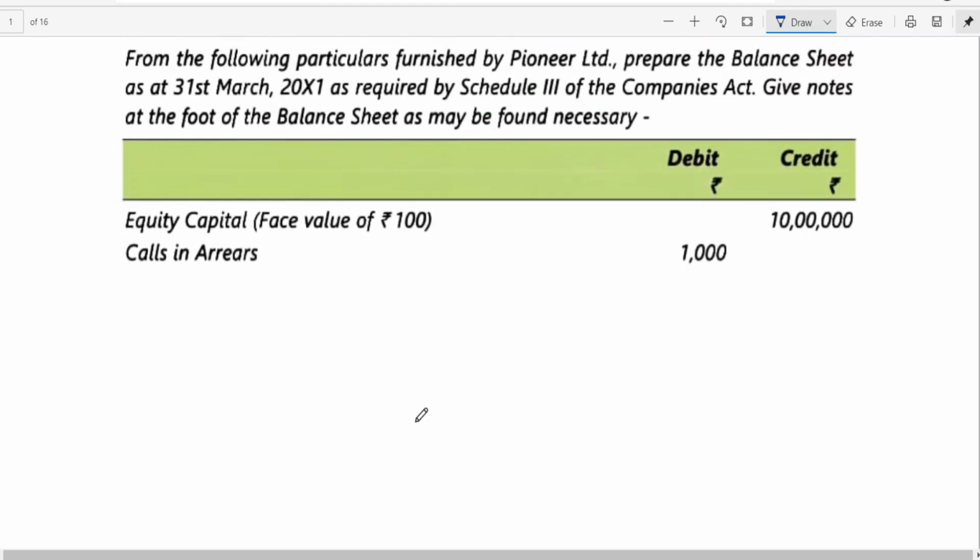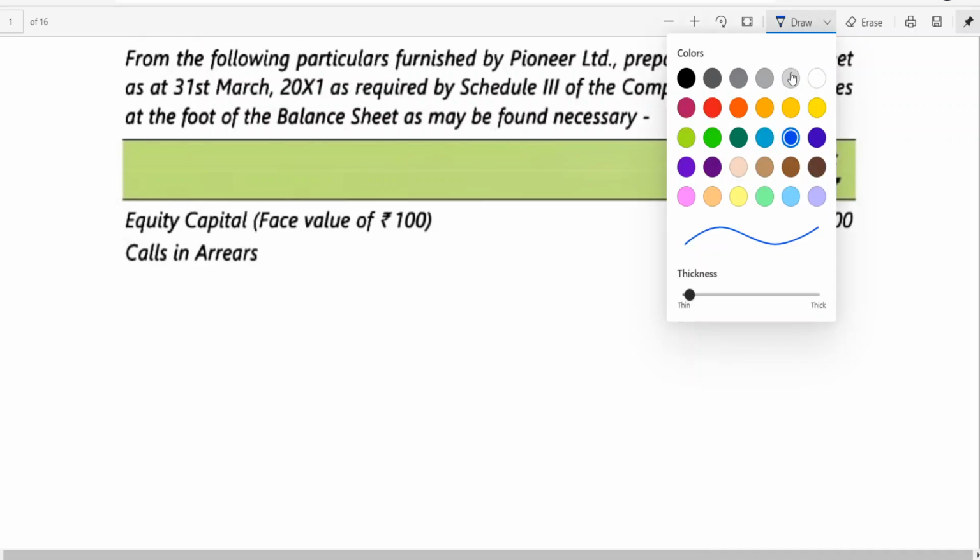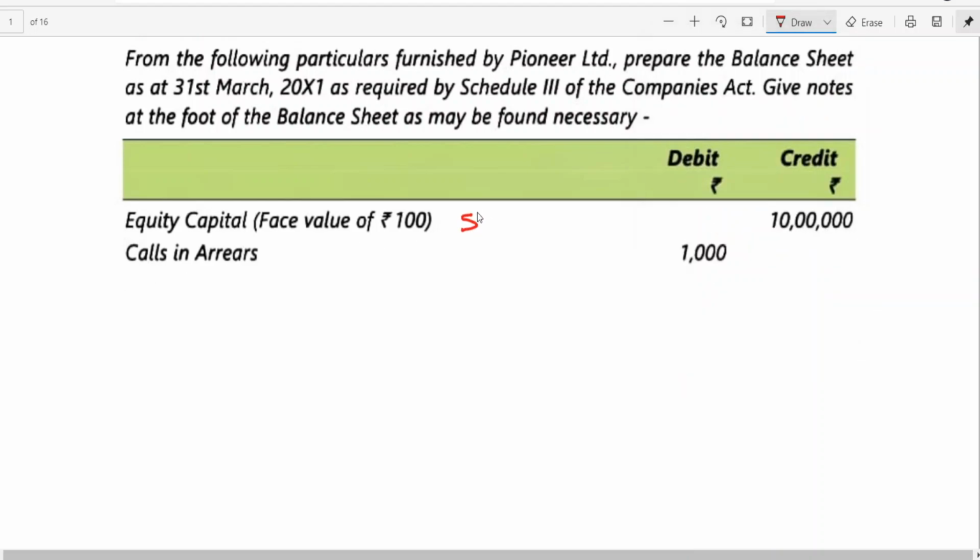Now, what I do here is that you have gone through the head format, no? So where will this appear? Under notes to accounts, share capital. Am I right? We'll be having a note called share capital. The major heading is shareholders' funds. The subheading is share capital. Under that share capital, calls in arrears. You know that.